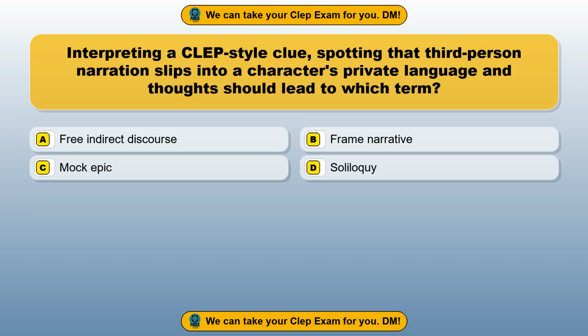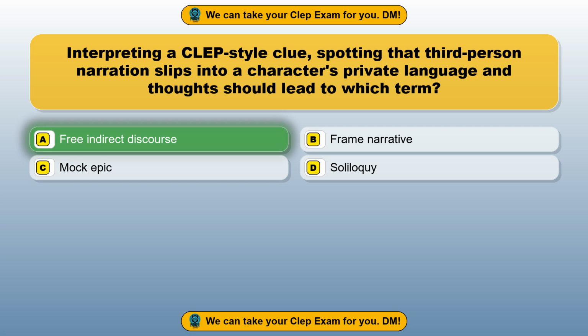Question 7. Interpreting a CLEP-style clue, spotting that third-person narration slips into a character's private language and thoughts should lead to which term? Option A. Free indirect discourse. Option B. Frame narrative. Option C. Mock epic. Option D. Soliloquy. The correct answer is option A.